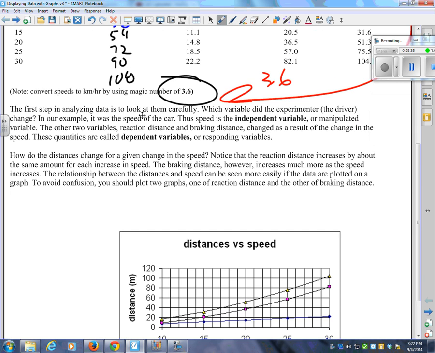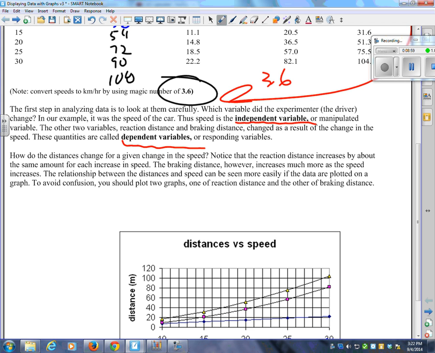The first step in analyzing data is looking carefully at which variable the experimenter or the driver changed. In our example, it was the speed. Each one of these has a different speed. Speed is the independent variable or manipulated variable. The other two variables, reaction distance and braking distance, change as a result of this change in the speed. These quantities are called dependent variables because they depend on the other thing, right? The length that you take to stop depends upon your speed.